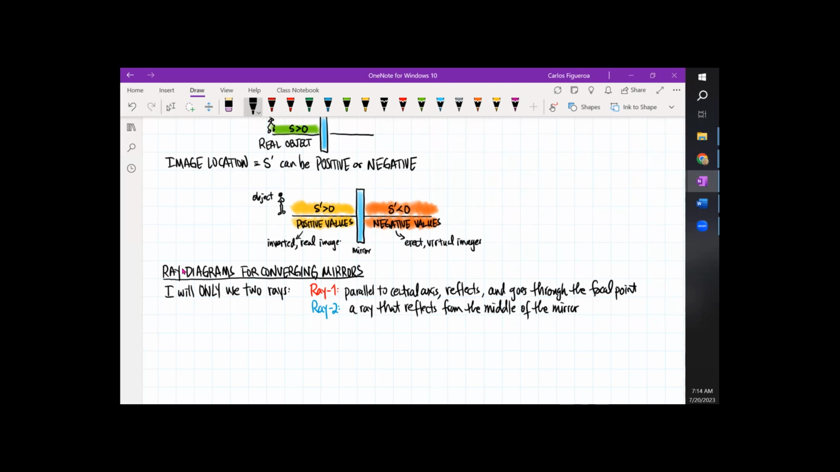Okay, so let's go through all of the converging mirror ray diagrams and state the image characteristics.